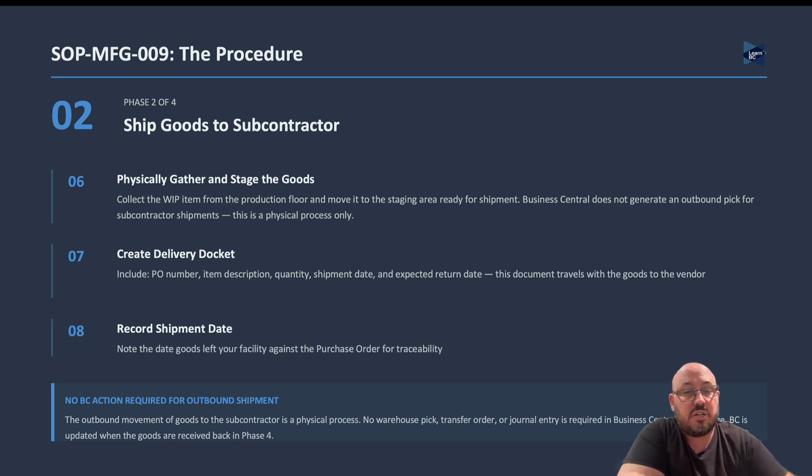There's no action in BC required for the outbound shipment. We're not actually staging it outwards. So the outbound movement of goods to the subcontractor is a physical process. No warehouse spec, no transfer order, no journal entries required in Business Central at this stage. BC is updated when the goods are received back as part of phase 4.